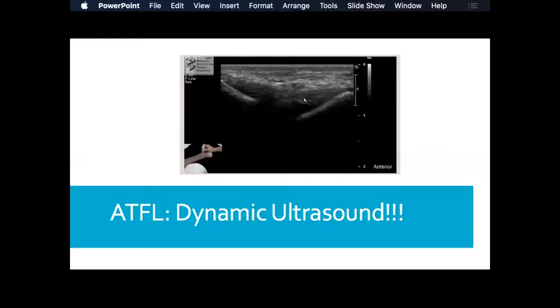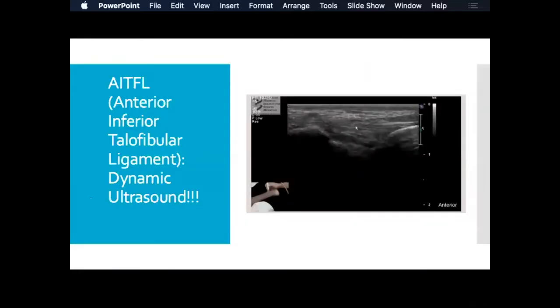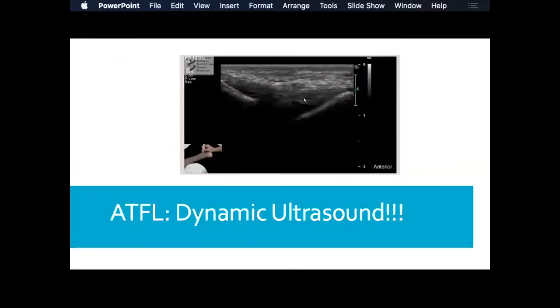So one thing that you can do is once you find it, and it's pretty easy to do, it just takes a little bit of moving the probe around. So you can see on the right side, talus, left side, tibia, and then stretching in between that ligament. If you do an anterior drawer, you can see if there's any disruption of that for like a grade 1 or grade 2 particularly. Okay, next slide.